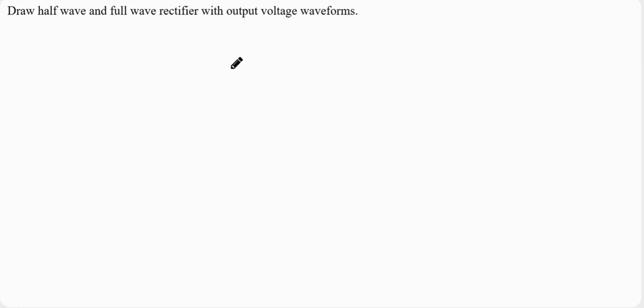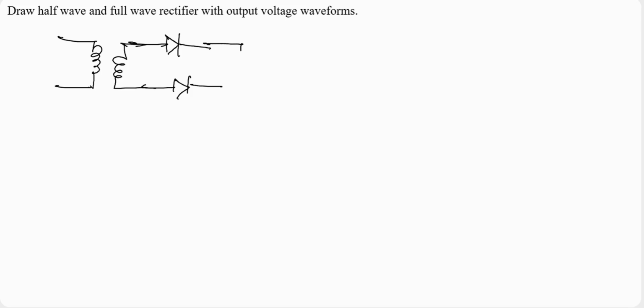So in a center tap rectifier, we are going to draw a transformer here. This is coupled with another transformer. This is a diode. This is a diode. And there is a load resistance connected here. We will be taking the output voltage across this load resistance. This is point A, this is point B, this is diode 1, this is diode 2. Okay. And this is the AC input here.